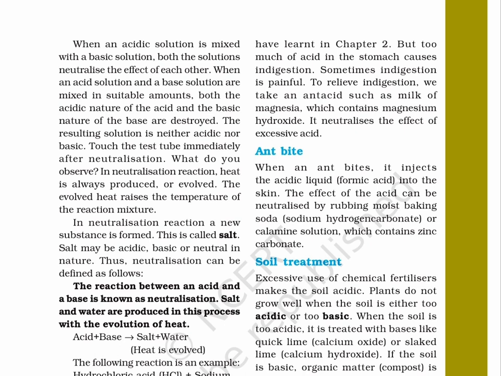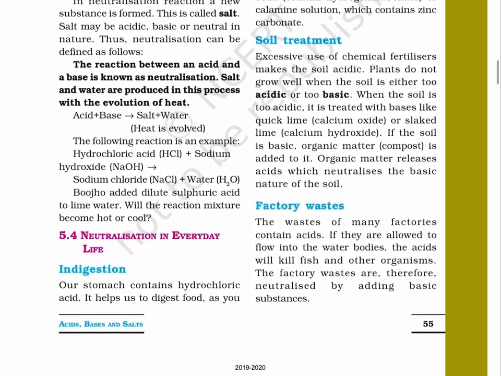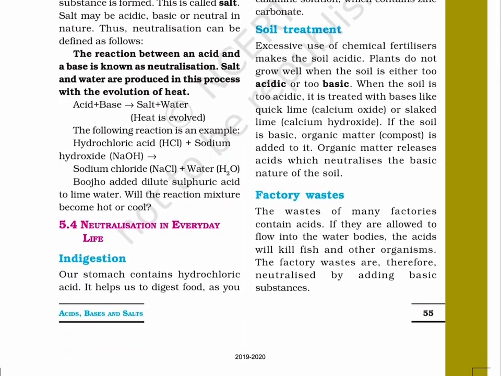In neutralization reaction, a new substance is formed. This is called salt. Salt may be acidic, basic, or neutral in nature. Thus, neutralization can be defined as follows. The reaction between an acid and a base is known as neutralization. Salt and water are produced in this process with the evolution of heat. So acid plus base gives us salt plus water, and heat is evolved.